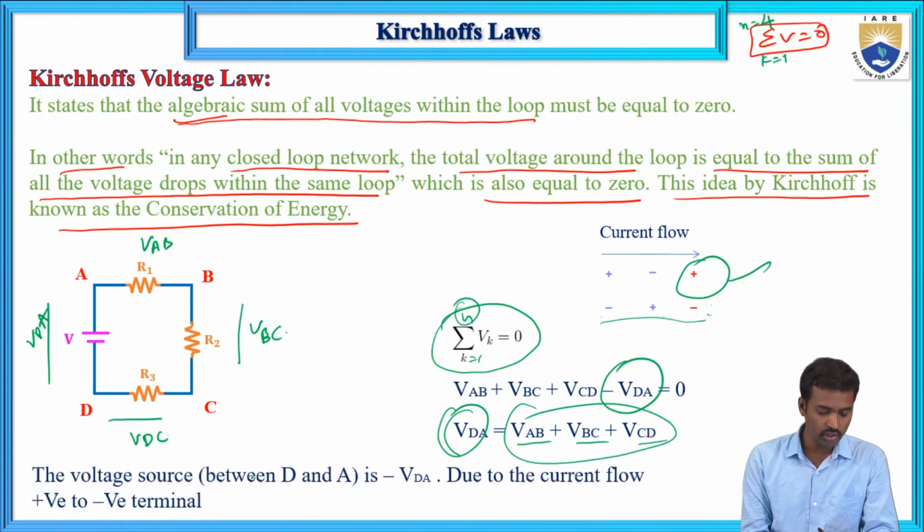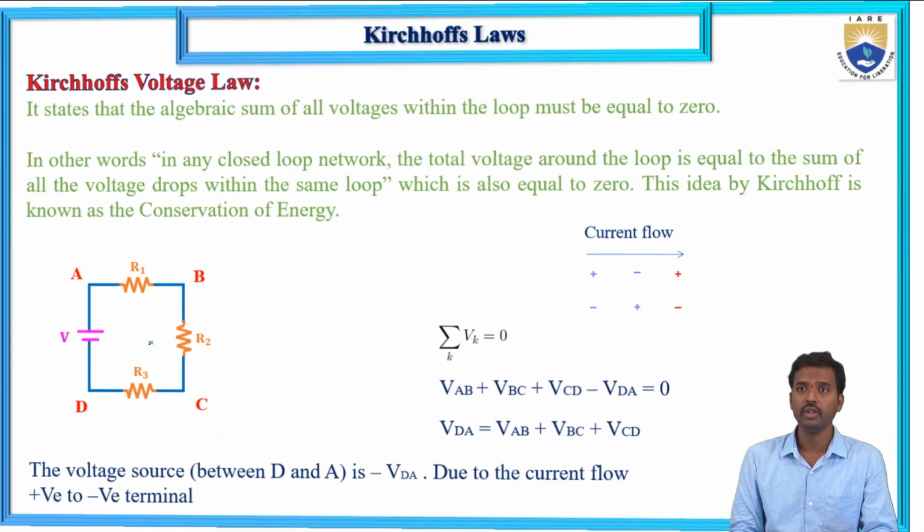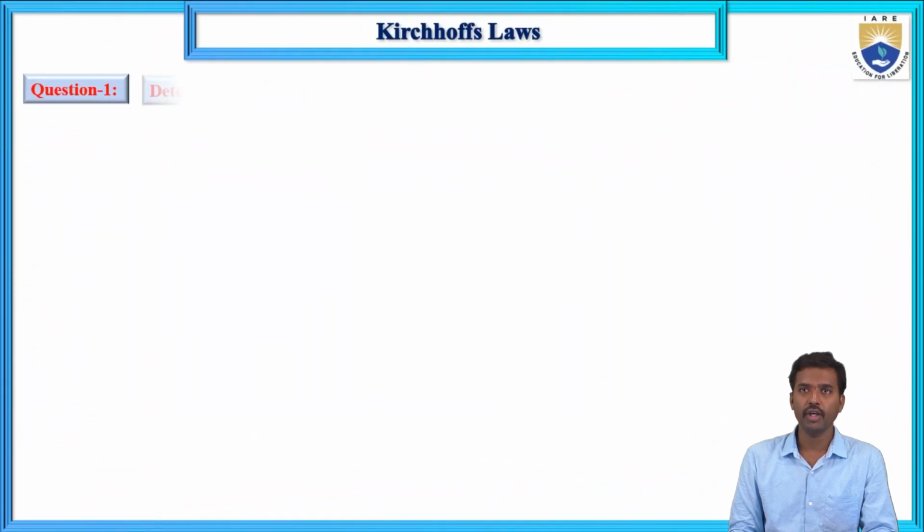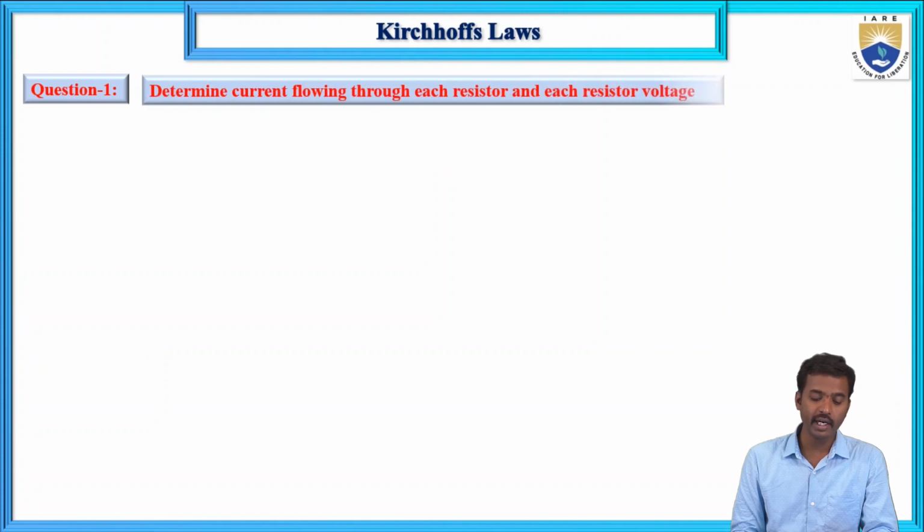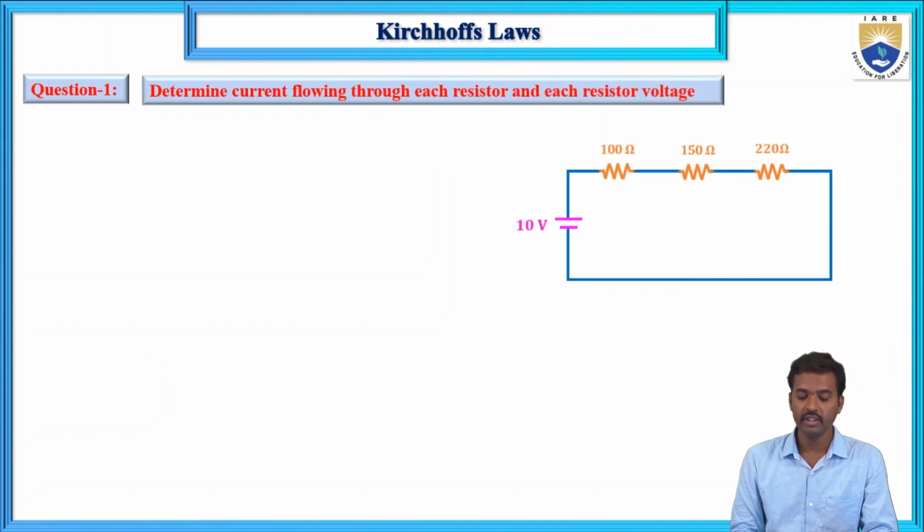So now here the voltage source from D to A is negative, due to the flow of current from positive to negative, negative to positive. Now, if you take one example: determine the current flowing through each resistor and the voltage across each resistor, the voltage across the 100 ohms, the 150 ohms and the 220 ohms. How will we calculate this?